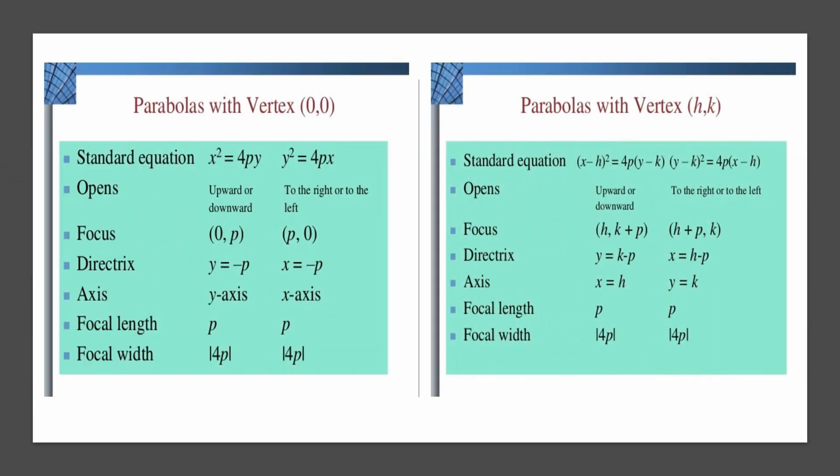Now we have here important points we have to take note of if we are going to solve for parabolas with vertex (0, 0) and for (h, k). These are the equations. The distance from the vertex to the focus is A, with P or A being just the same. The width of the latus rectum is 4P or 4A.